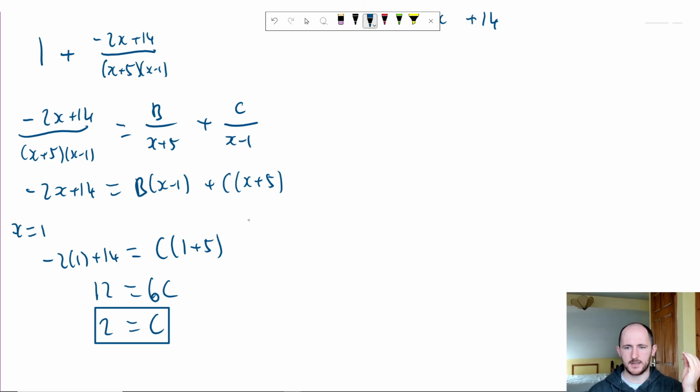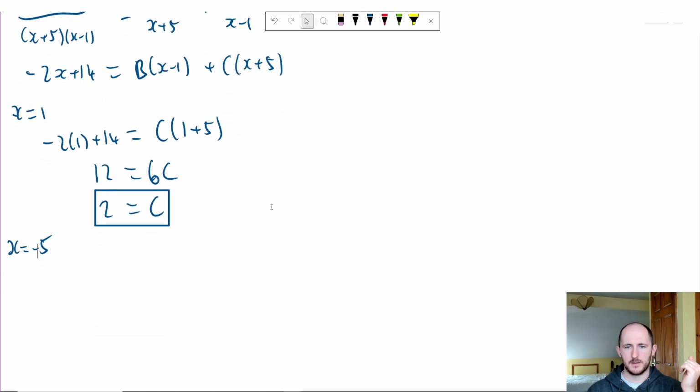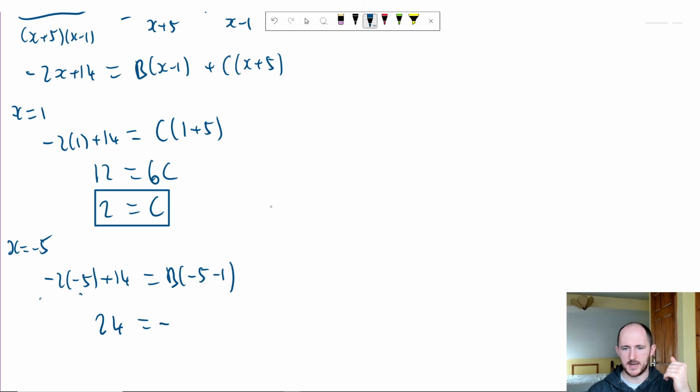And sub in x equals minus 5 in order to do the other one. Minus 2 times minus 5 plus 14 equals b times minus 5 minus 1. So minus 2 times minus 5 is 10. 10 plus 14 is 24 equals negative 6b. So then b is just equal to minus 4.